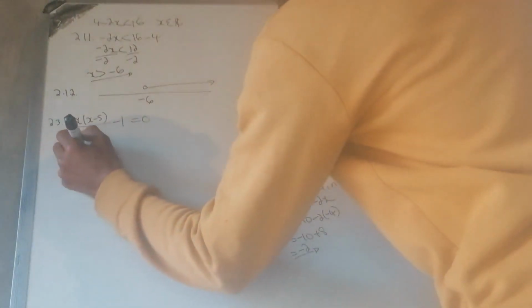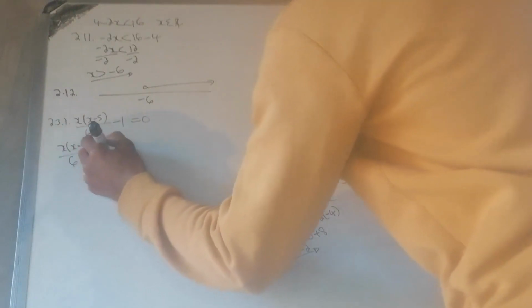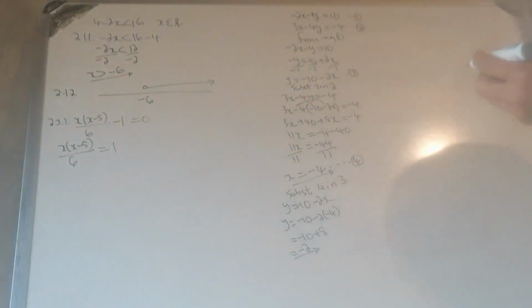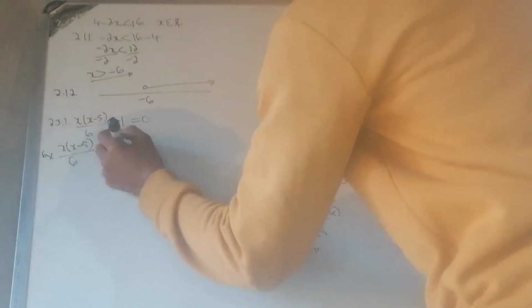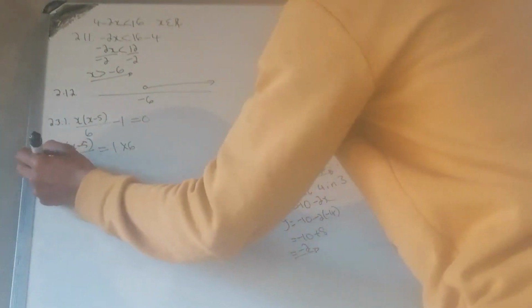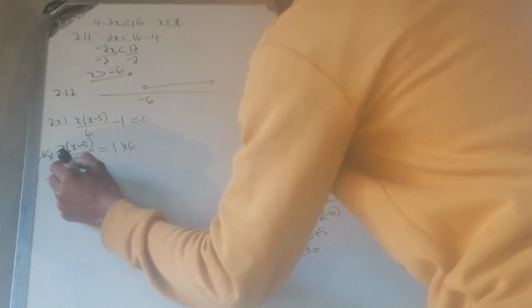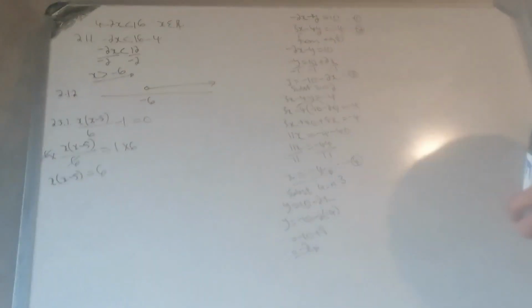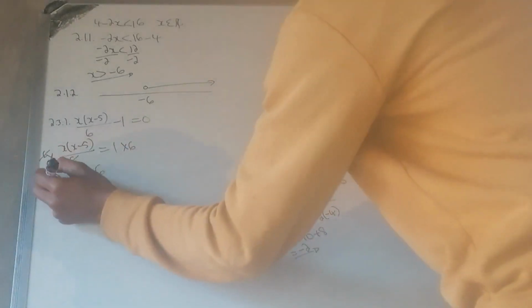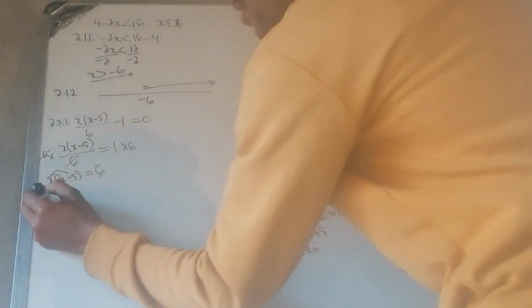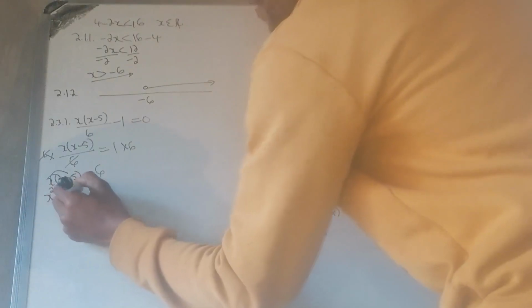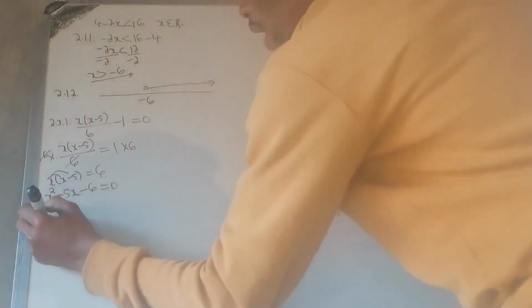We have x into x minus 5 over 6 equals 1. And then I can multiply by 6, multiplied by 6. This into this goes once. We have x into x minus 5 equals 6. And then I can use the distributive law. X squared minus 5x minus 6 equals 0. And then I can factorize this.